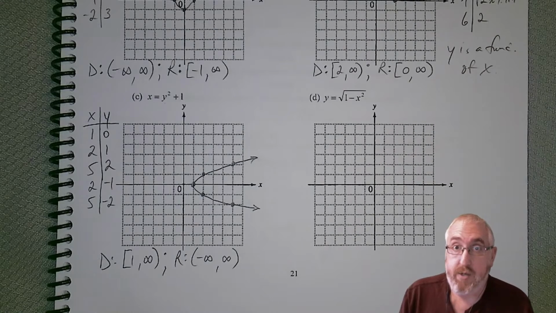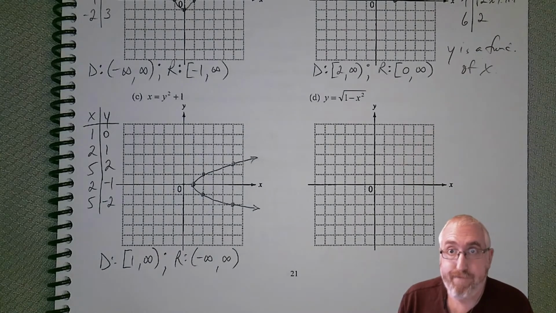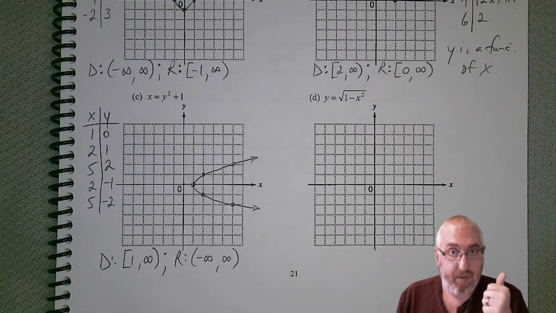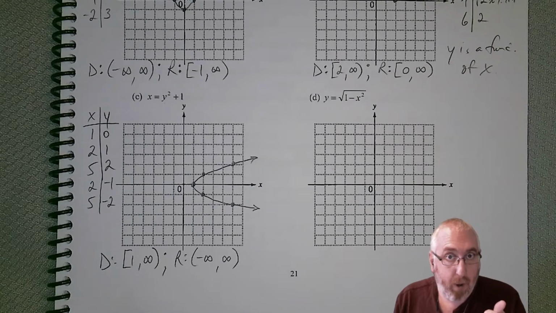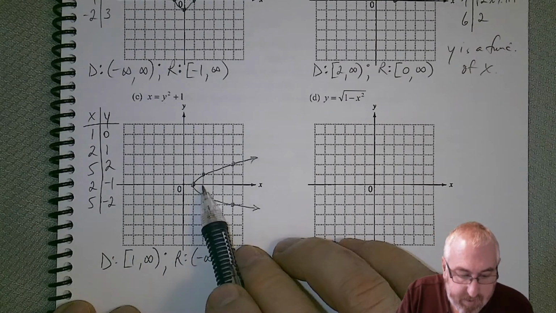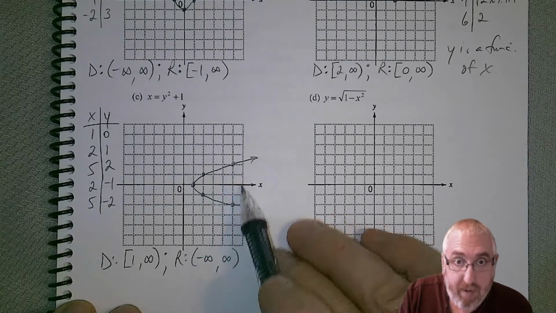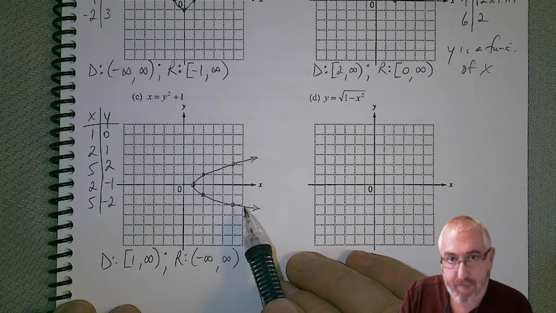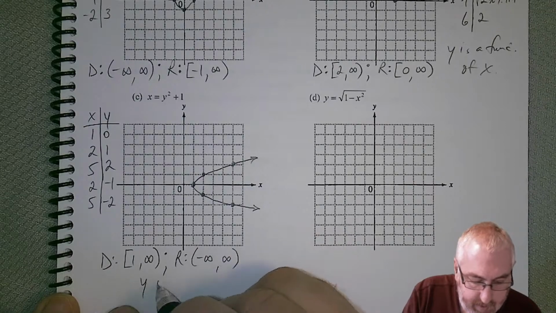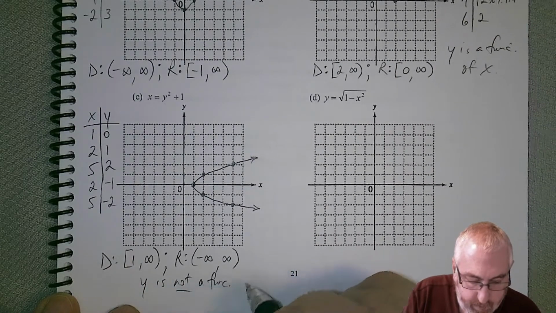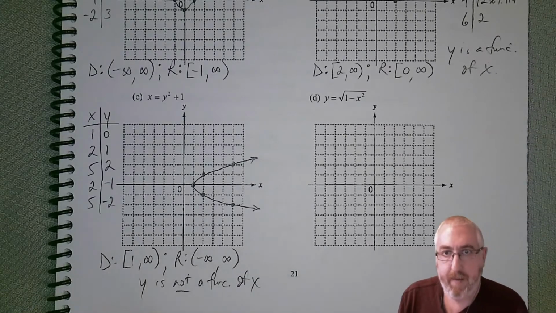Now, final question. Is it a function? And remember that one question you have to ask. For every x, how many y values do you get? For every x, we're getting 2 y values, 2 y values, 2 y values, not 1. So y is not a function of x. Okay, last one.